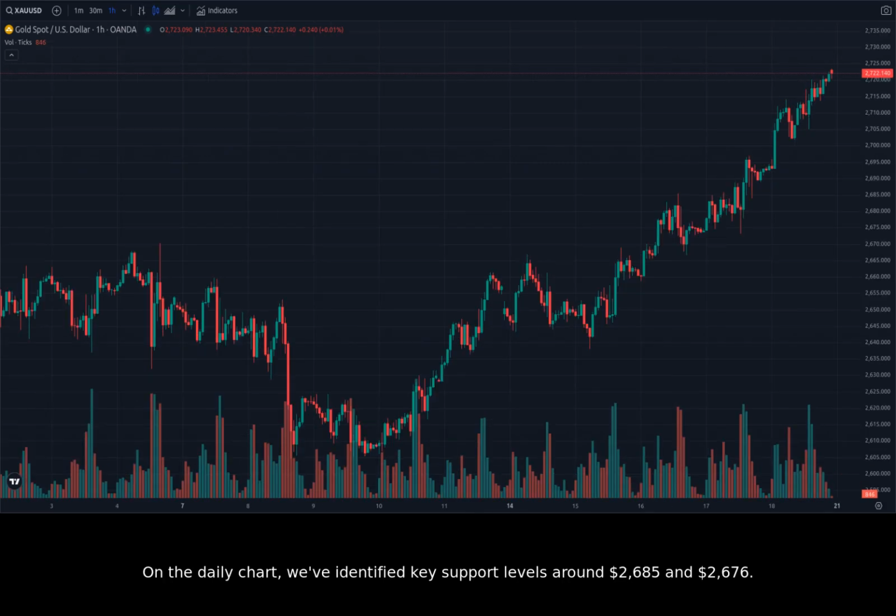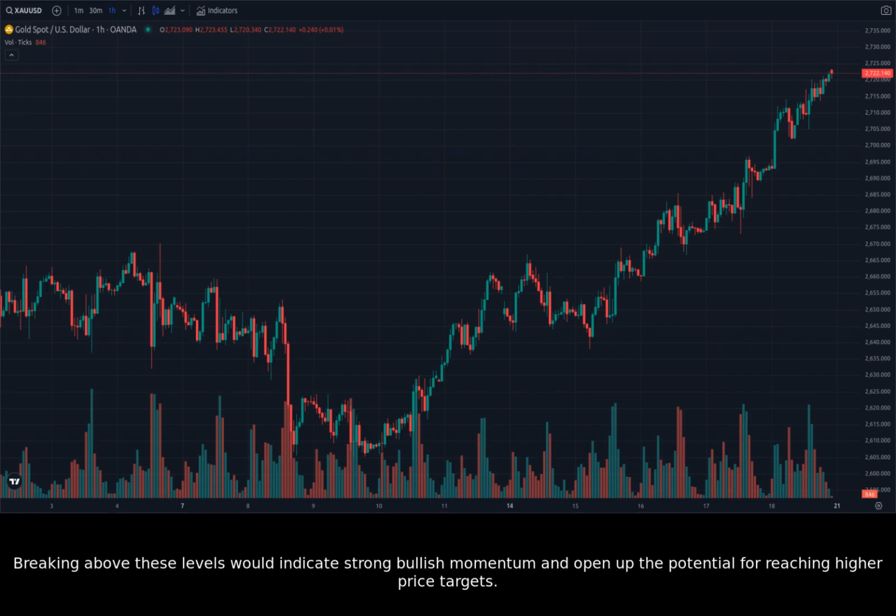On the daily chart, we've identified key support levels around $2,685 and $2,676. Holding above these levels would support the current uptrend. Resistance levels are located at $2,717, $2,736, and $2,748. Breaking above these levels would indicate strong bullish momentum and open up the potential for reaching higher price targets.